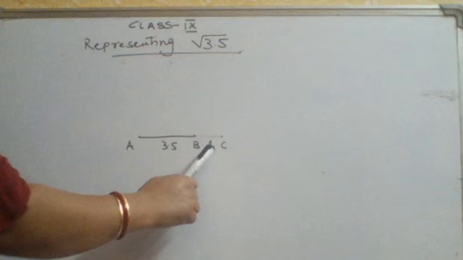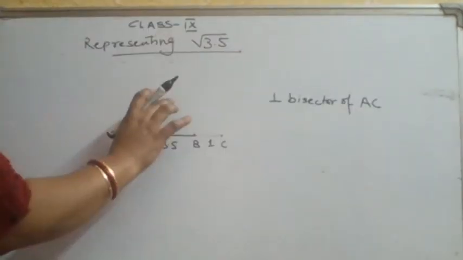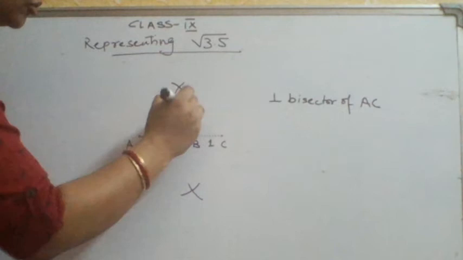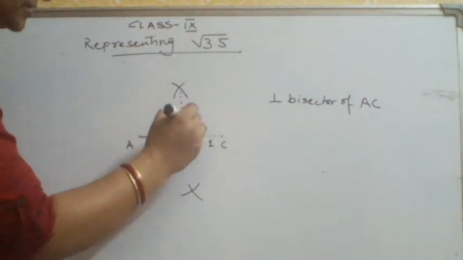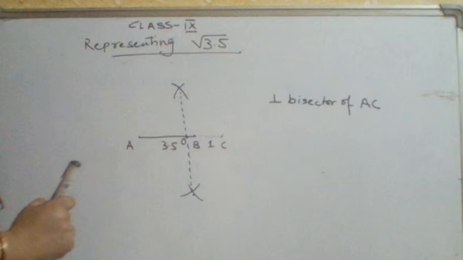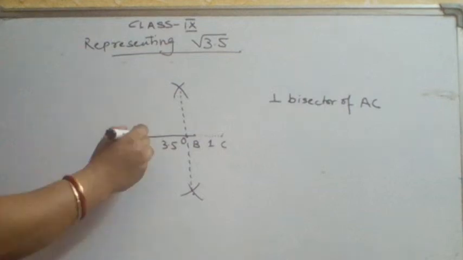For the perpendicular bisector of AC, you need to take your compass, place it over here at A, and draw one arc like this. This you have been doing from class 6. From point C, you draw another arc like this. If you join, you get the perpendicular bisector of AC. Name this point O. Now with O as center and OA as radius, you draw a semicircle. So O as center and OA or OC as radius, you draw a semicircle.